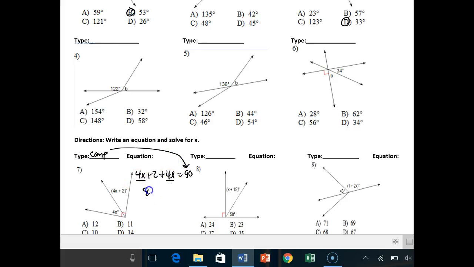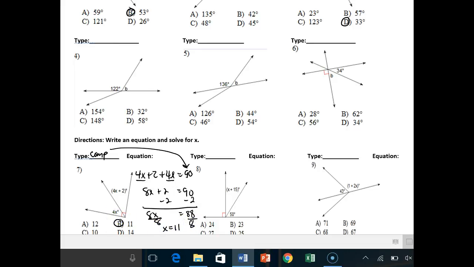Combine those like terms to get 8x plus 2 equals 90. After that, we'll subtract 2 from both sides. Give yourself 8x is equal to 88. Divide by 8. And x in this case equals 11.